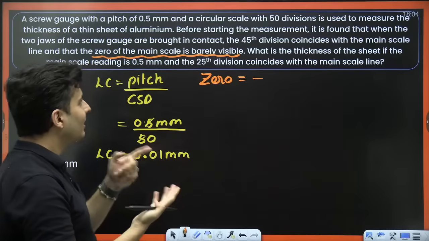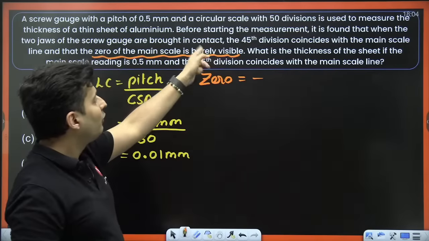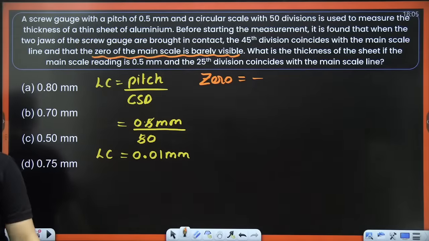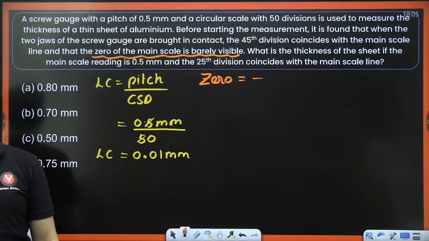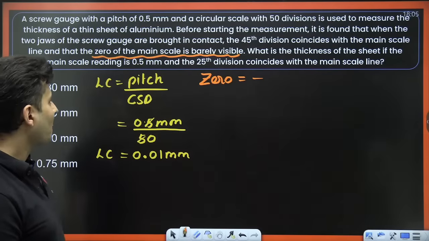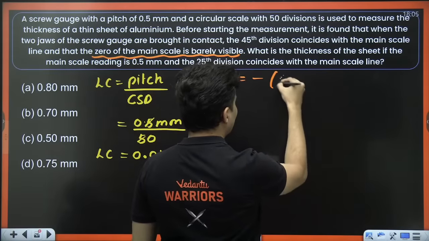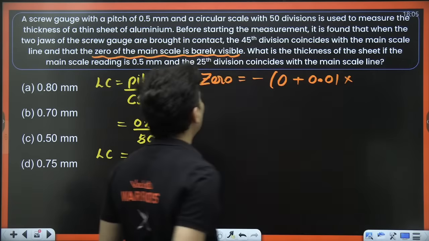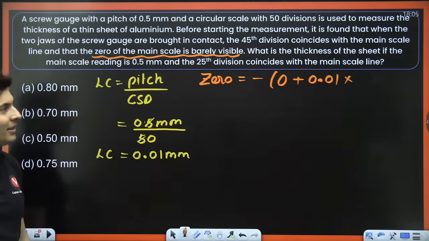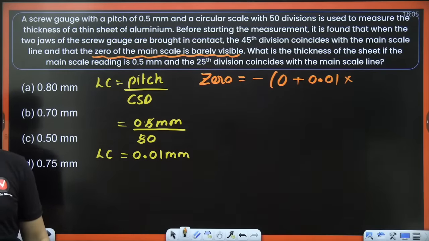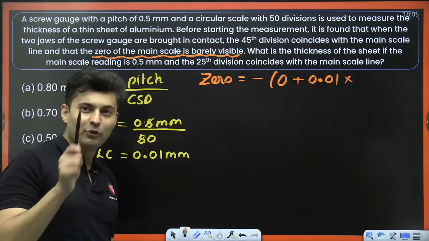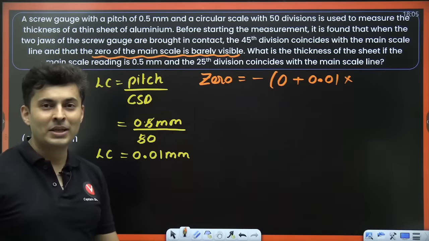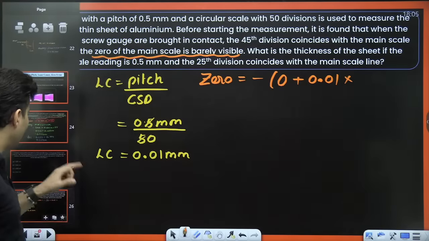You can hardly see it. So, my dear students, the 45th division coincides on the main scale line. What does that mean? The main scale reading is zero. Least count is 0.01 into what should I do over here? Come on, think about it. What should I do over here? Should I multiply it by 45? Because the 45th division coincides? No, that is the catch.